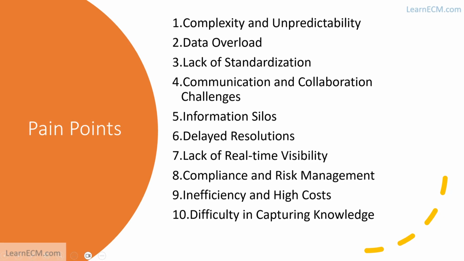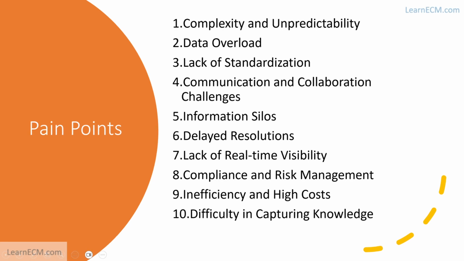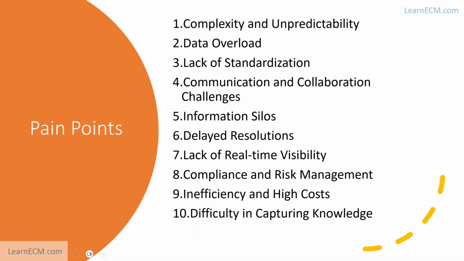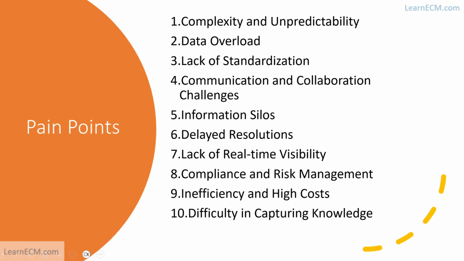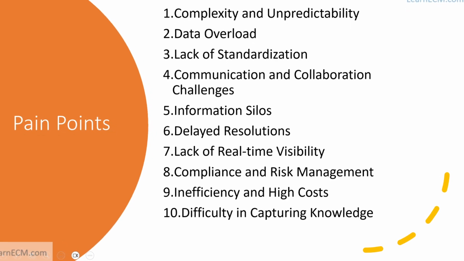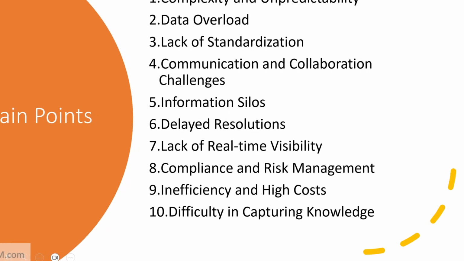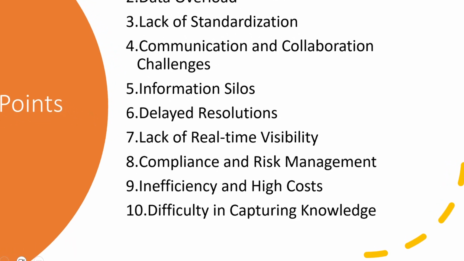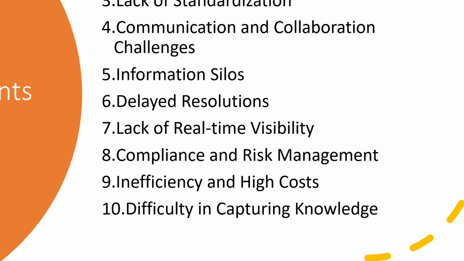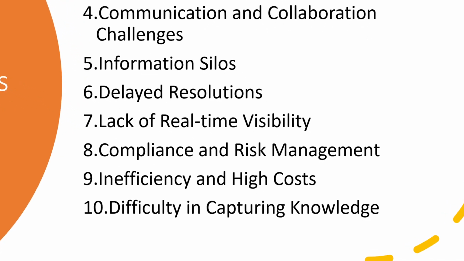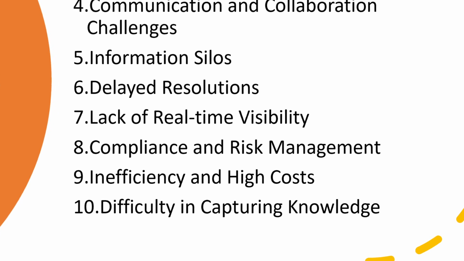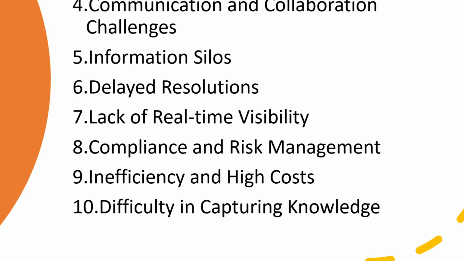Fourth is communication and collaboration challenges. As it involves multiple stakeholders inside and outside the organization, this can make collaboration and communication complex. Coordinating effort, sharing information, and ensuring everyone stays on the same page can be difficult. The fifth is information silos. In traditional case management approaches, where let's say we are managing via Excel or some other manual process, relevant information may be scattered across different systems and departments, leading to data silos. And this in turn can hinder access to critical information and slow down the entire resolution process of that case.